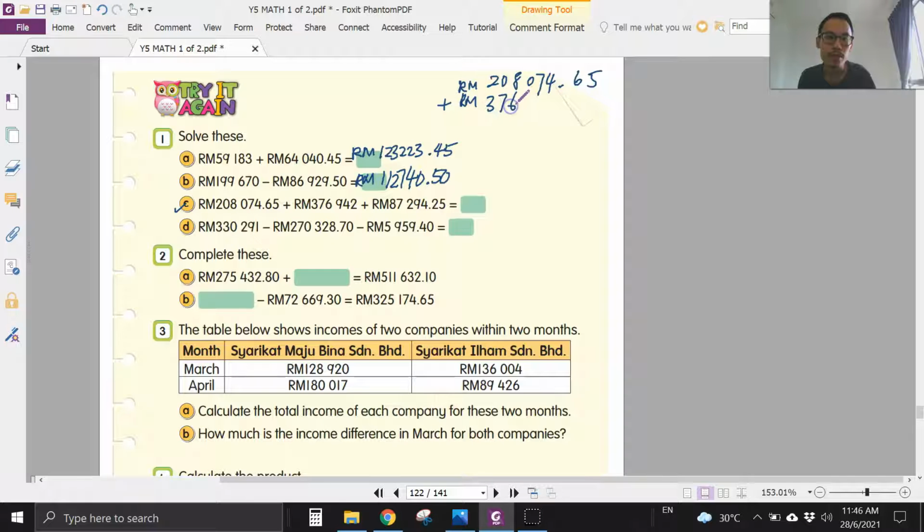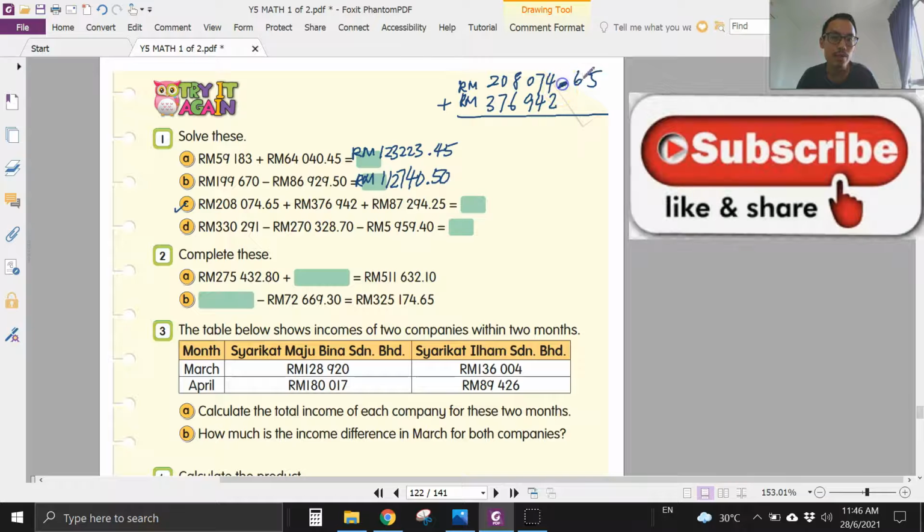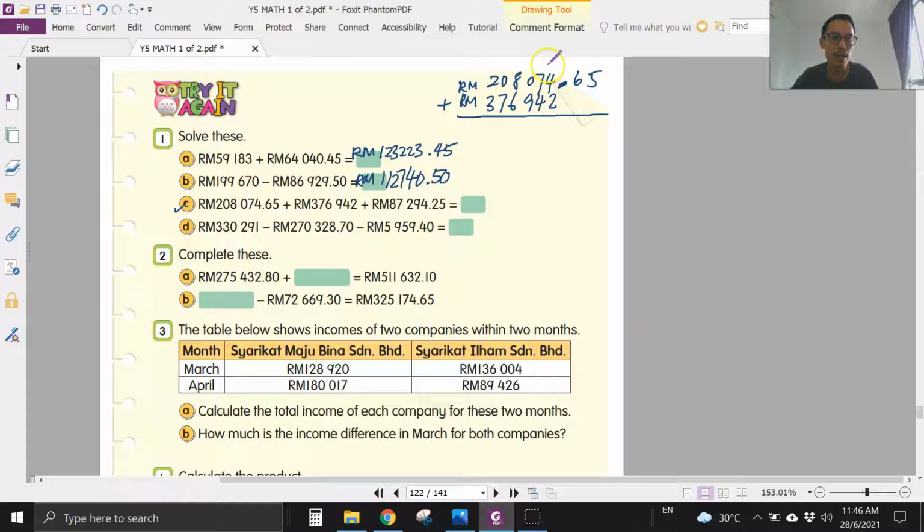plus 376,942 ringgit. Okay, so your cents should be behind here and here should be left empty. If you want to put your cents, you just write 0.00, okay? It's the same. So your cents should be behind and then the ones should be 4 and 2. Okay, so you just plus. Okay, that is the first answer.